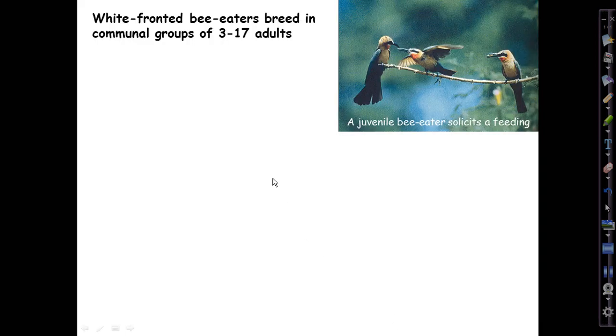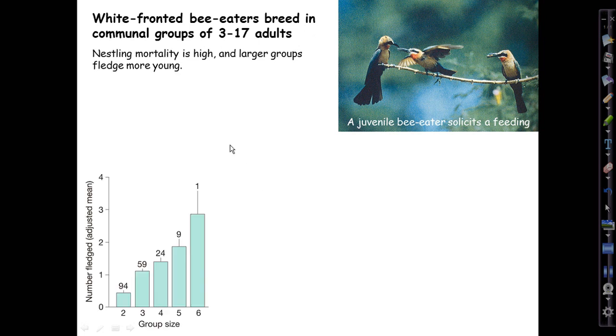Okay, last example comes from birds. These are white-fronted bee-eaters, a highly social bird species in Africa, I believe is where they live and were studied. And they have big communal groups of anywhere between 3 and 17 adults. In their ecology, there's a lot of nestling mortality, and larger groups do fledge more young through some combination, probably of feeding them better. So here's a juvenile bee-eater soliciting a feeding from an adult, and probably also by better protection of the nest from predators.